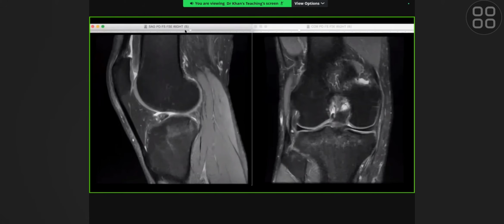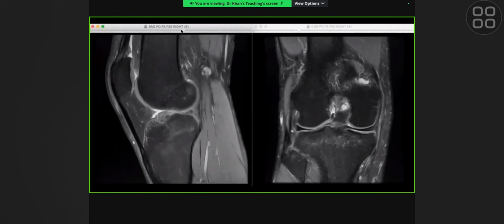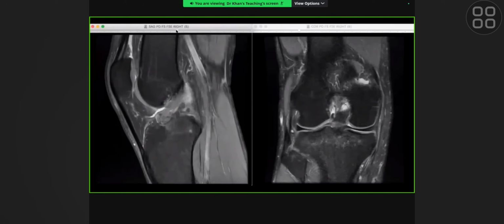Right, so going back to the ACL, there's discontinuity of the ACL fibers, particularly at the femoral insertion point, attachment point. So I'm at the moment worried about an ACL tear. There is a small volume of knee joint effusion as well. The PCL is intact. I'm just going to have a look at the coronal view as well.